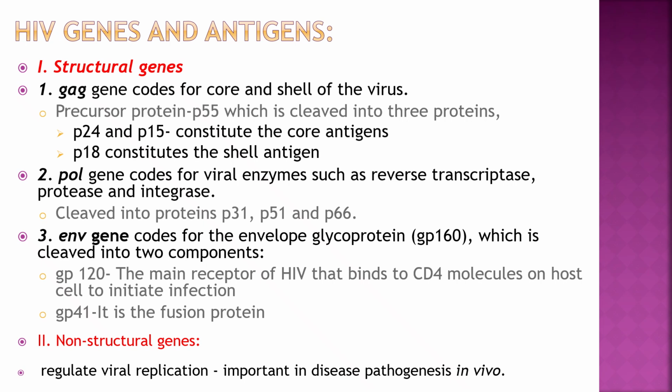The Pol gene codes for viral enzymes such as reverse transcriptase, proteases, and integrases, cleaved into proteins P31, P51, and P66. The ENV gene codes for envelope glycoprotein GP160, which is cleaved into two components, GP120 and GP41. GP120 is the main receptor of HIV that binds with CD4 molecules on the host cell to initiate infection. GP41 is the fusion protein. Non-structural genes regulate viral replication and are important in disease pathogenesis in vivo.